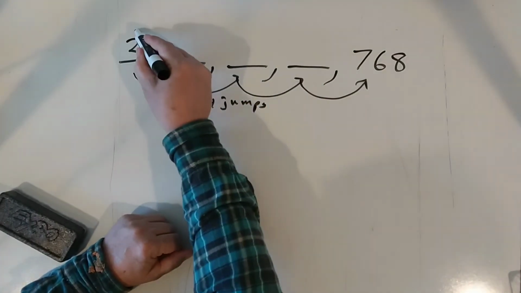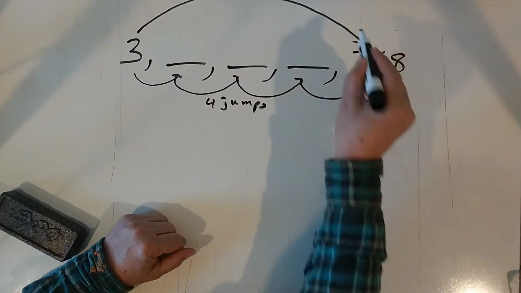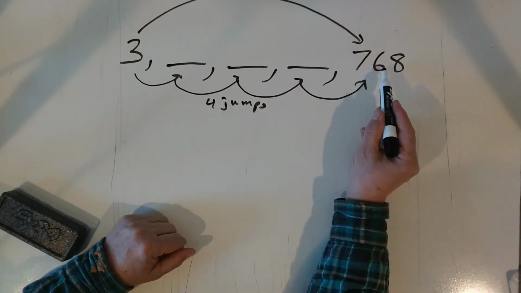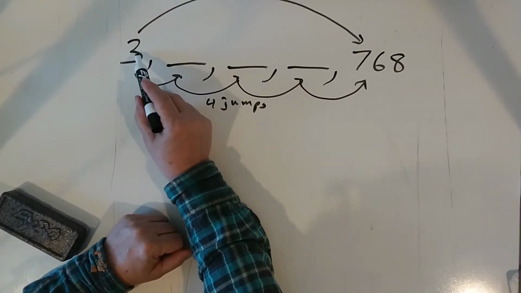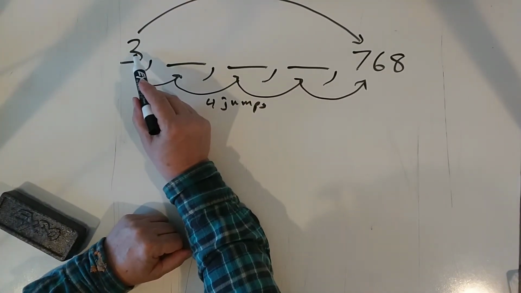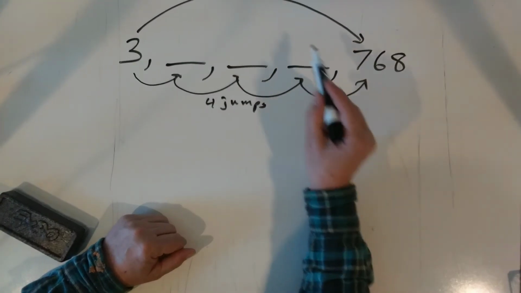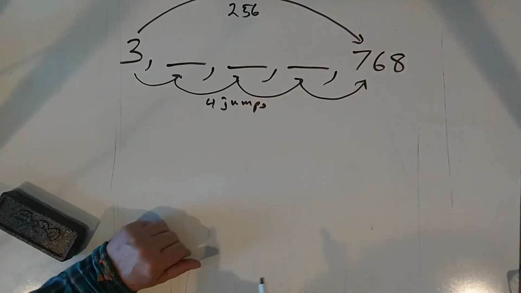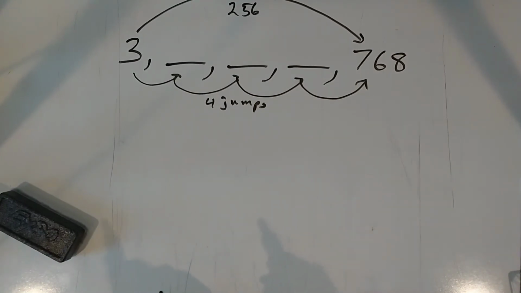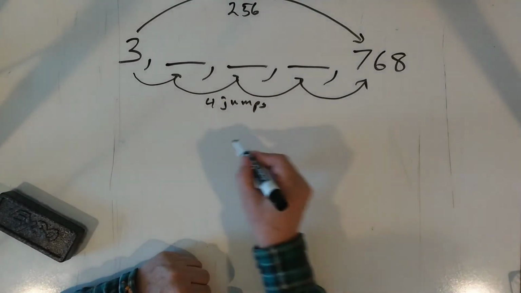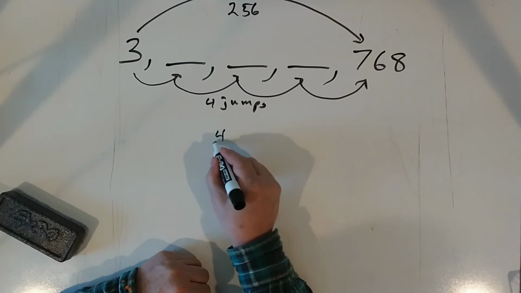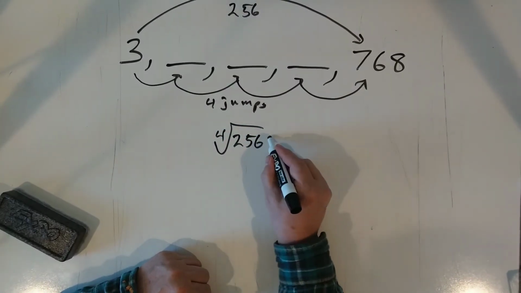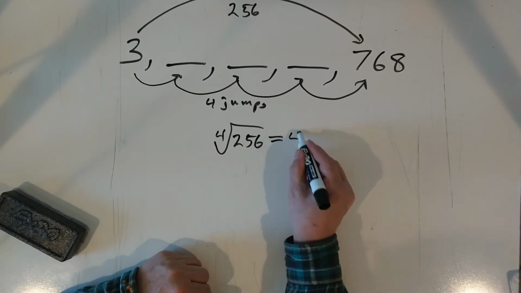And we have to get a total multiplication. And this would be 768 divided by 3. And that would tell me what's left that I had to multiply, and that's 256. So I have to have 4 jumps that make 256. So that would be the 4th root of 256, which is the number 4.